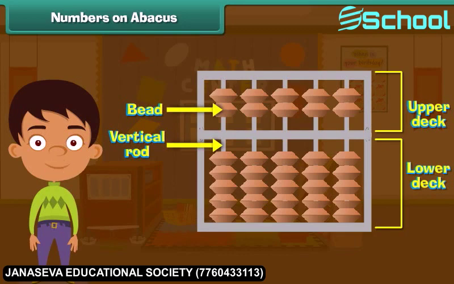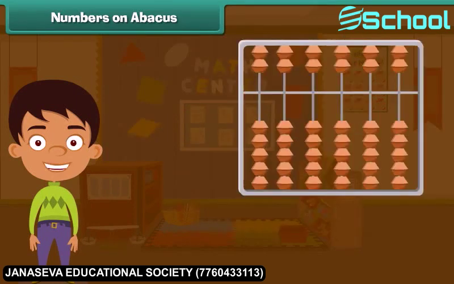Every vertical rod in the upper deck has 2 beads, each bead worth the value 5. Each vertical rod in the lower deck has 5 beads, each worth the value 1. Numbers on abacus. Each vertical rod in the abacus represents a place. The rightmost rod represents the ones place, the rod to its left represents the tens place and so on.